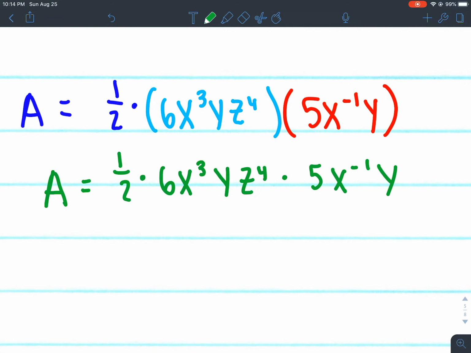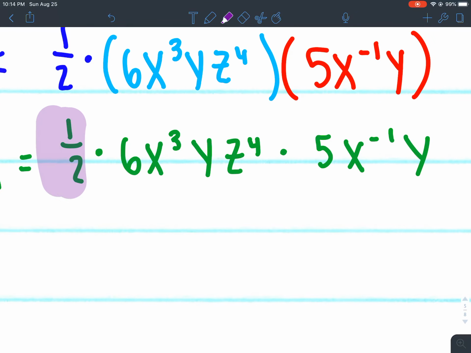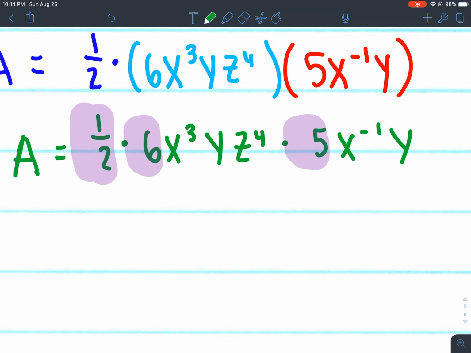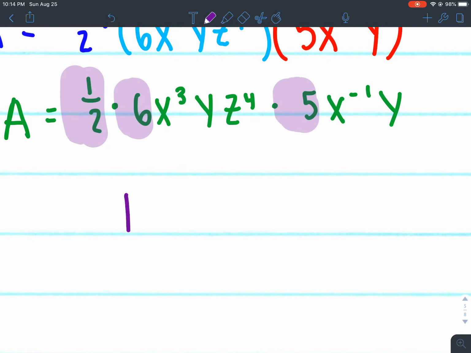All right. And then at this step, I'm going to combine my like bases that I could multiply. I could do 1/2 times 6 times 5. And that's going to give me 15.